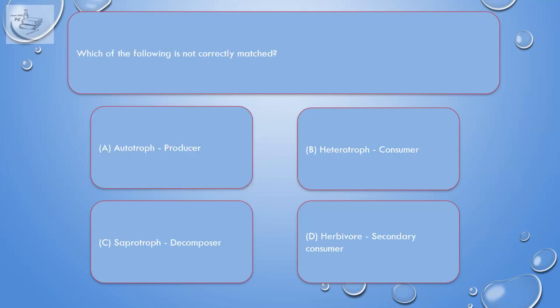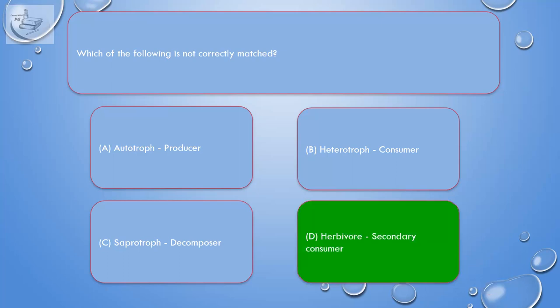Question: Which of the following is not correctly matched? A. Autotroph, producer. B. Heterotroph, consumer. C. Saprotroph, decomposer. D. Herbivore, secondary consumer. Correct answer is D. Herbivore, secondary consumer.